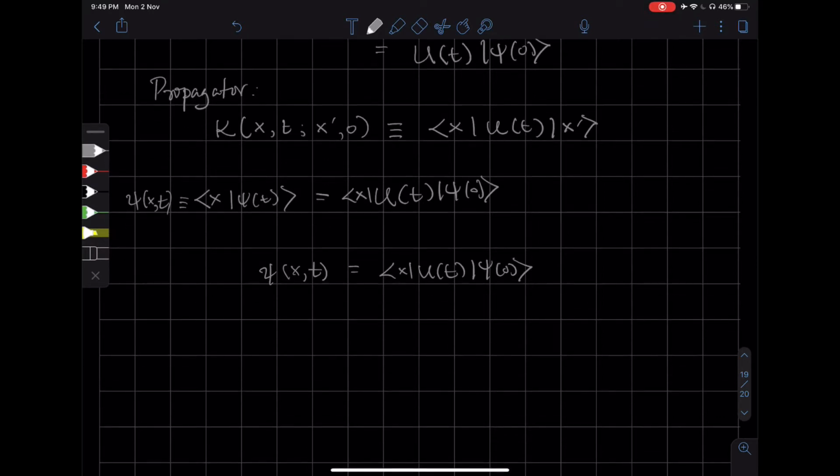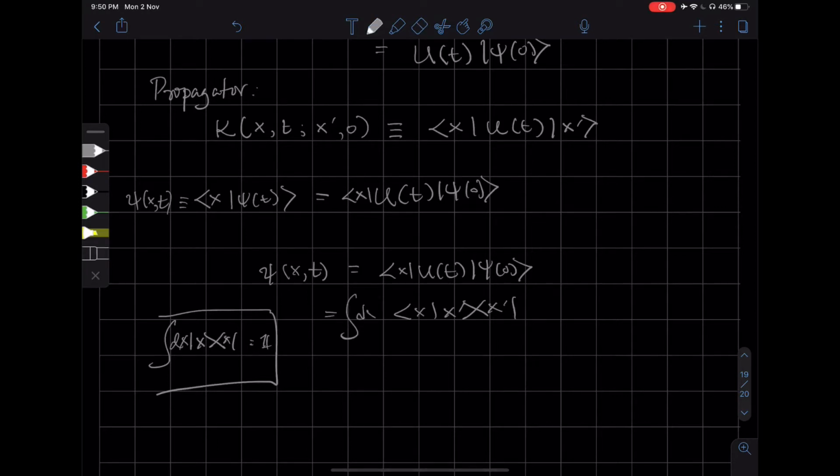But then what we can do is use the fact that the integral over all space of |x'><x'| is just the identity operator. We can use this to introduce here a complete basis of states, but then of course I have to integrate over all of the x prime, and then I have U of t here, and then I can introduce another complete basis of states here, and then we have psi of 0. And if we do this, then we'll have to integrate both over x prime and x double prime.